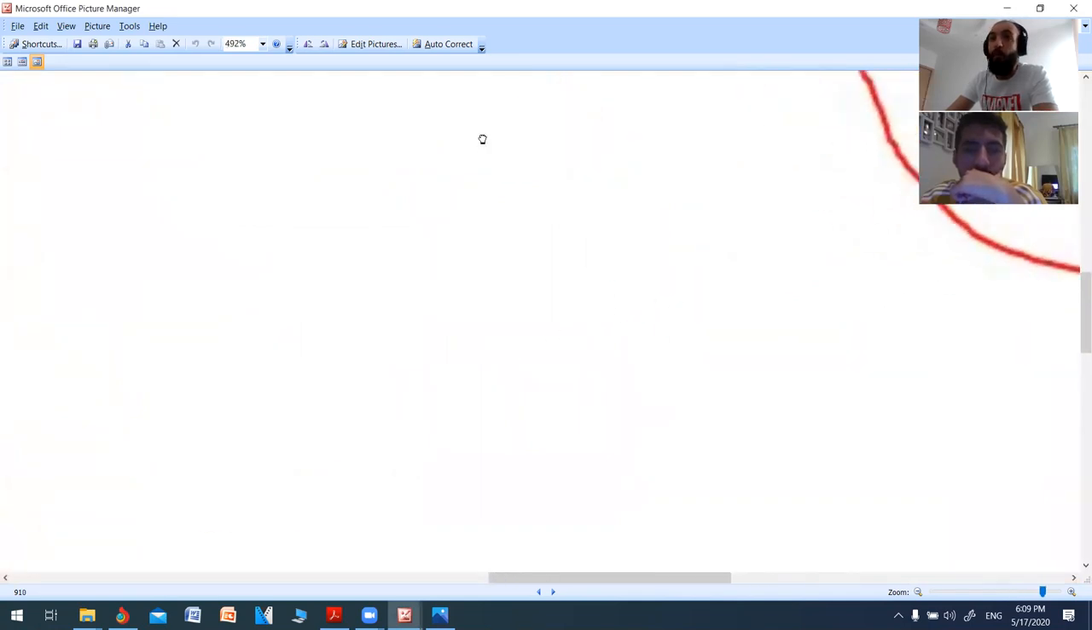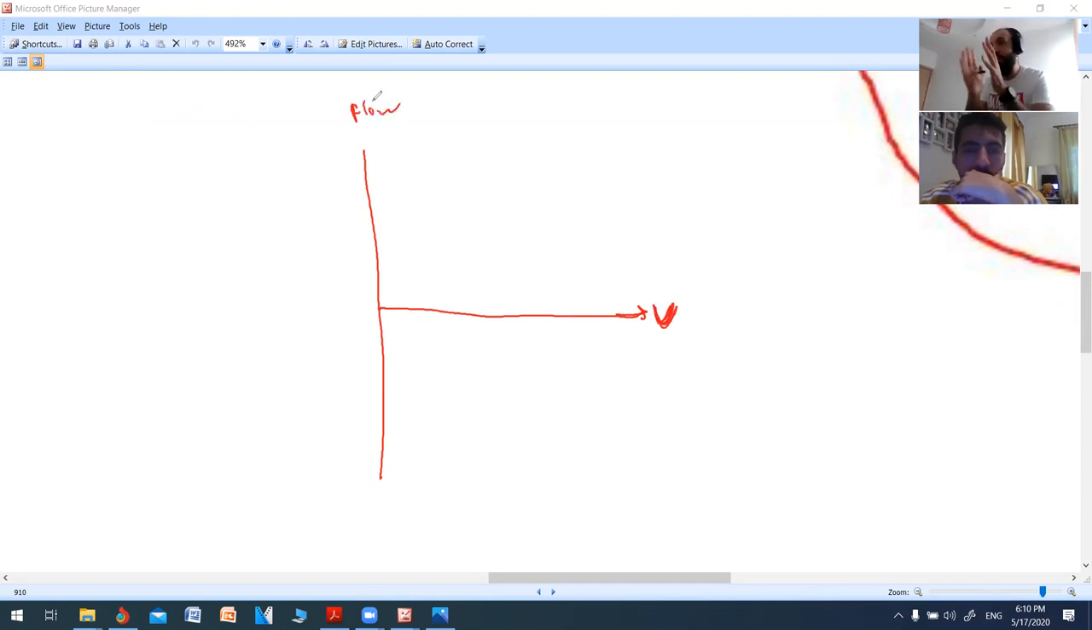Okay. While the patient breathes, a loop will be formed. You understand what I mean? Here we have the volume. Here we have the flow. Flow is equivalent with speed. Okay? Speed.